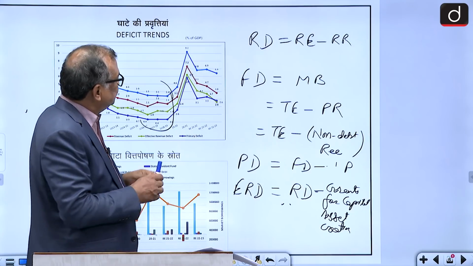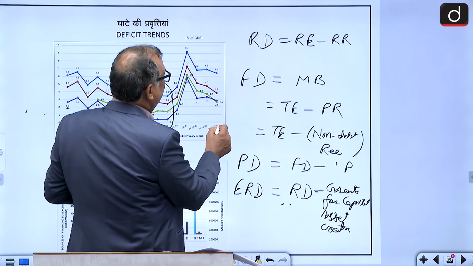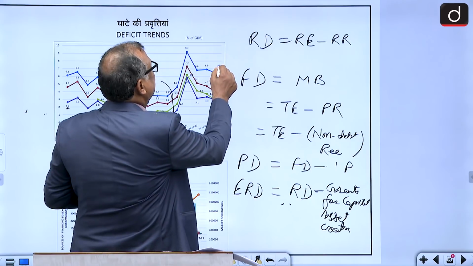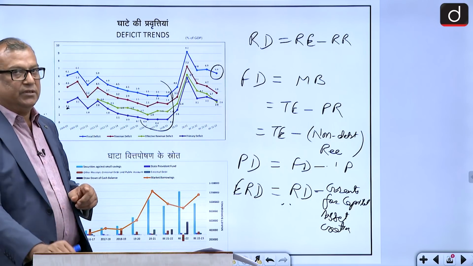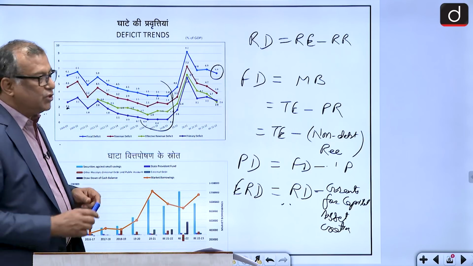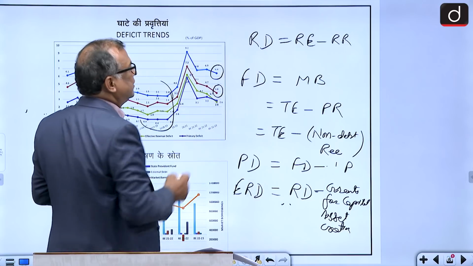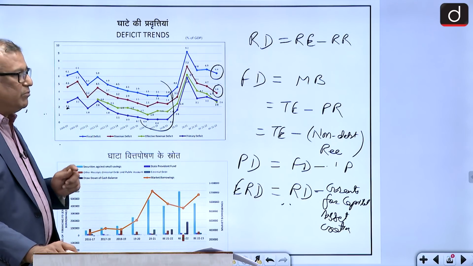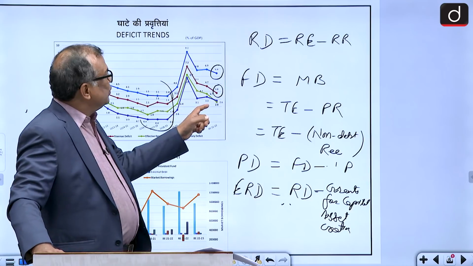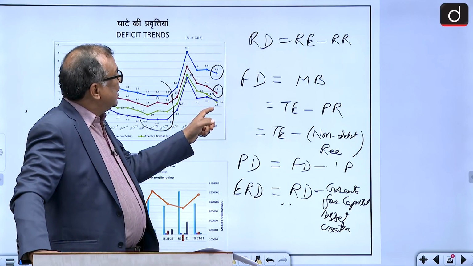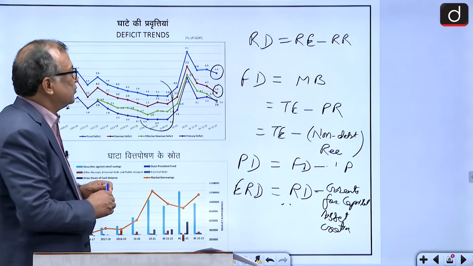Next year, that is 22-23, the government expects, which is given in the budget, that our FD would be 6.4%. Next year, that is 22-23, RD would be 3.8% against the FRBM target of 0%. Our effective revenue deficit would be 2.6% and primary deficit would be 2.8%. Now, here is a scope for question.